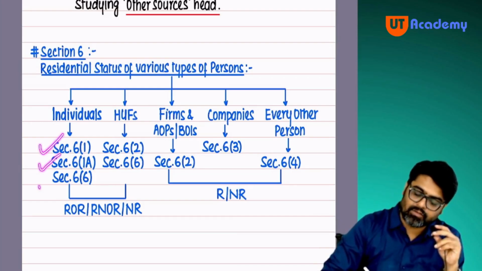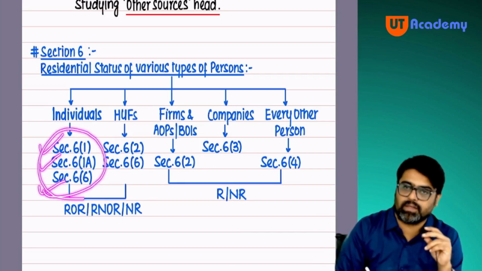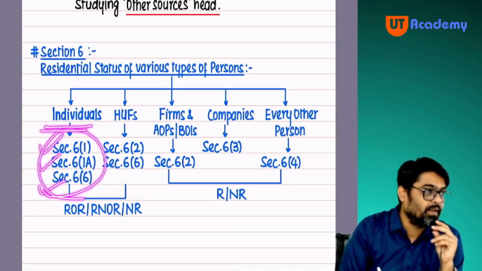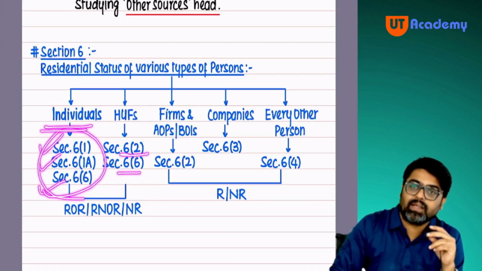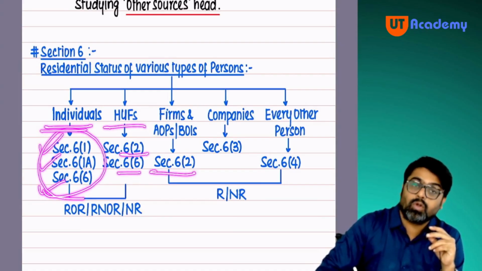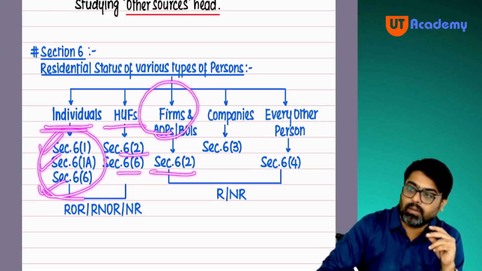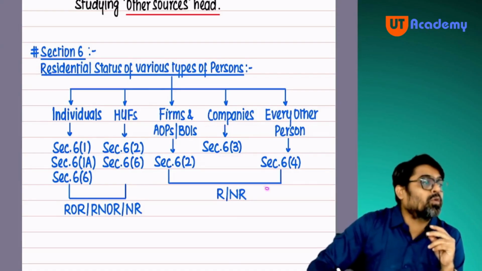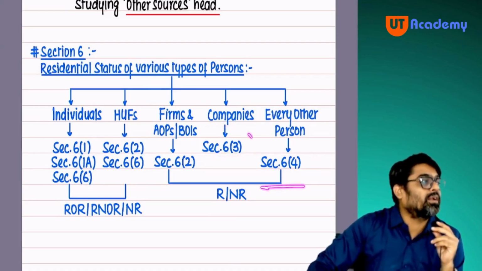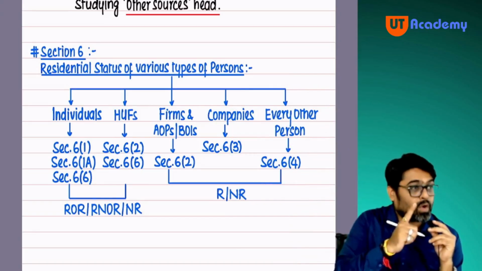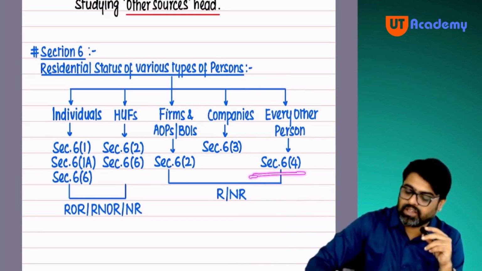Section 6(1), 6(1A) and 6(6): if you follow these subsections, you will be able to determine the residential status of an individual. If you follow 6(2) and 6(6), you will be able to determine the residential status of HUF. If you follow 6(2), you will be able to determine the residential status of firms, AOP and BOI. If you follow 6(3), you will be able to determine the residential status of a company. If you follow 6(4), you will be able to determine the residential status of every other person. Which persons are remaining? Come on, tell me. Local authorities and AJPs. For them, 6(4) is there.